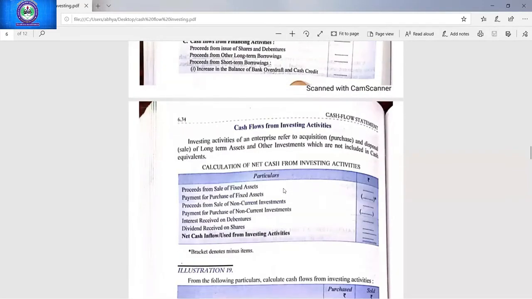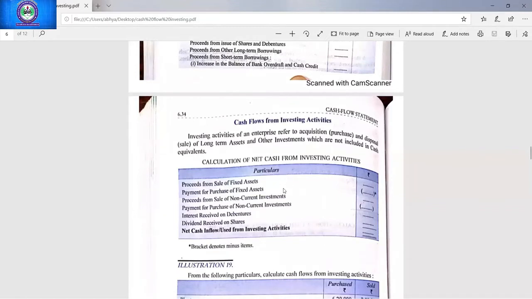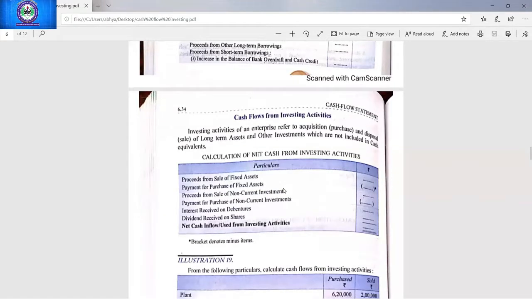So the second activity, investing activity, as I told you earlier, you can make a list of which items are to be added and which are to be subtracted. In investing activity, anyone can do it. It's very simple. Proceeds from sale of fixed assets. Whenever we are selling any fixed asset, we must be getting cash, so that cash will be added here. Proceeds from sale of fixed assets.